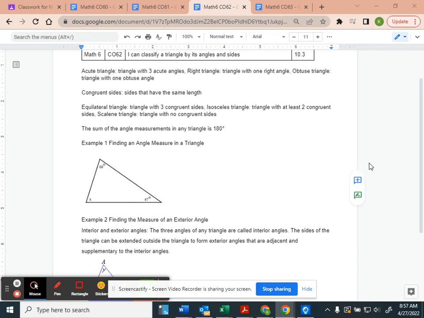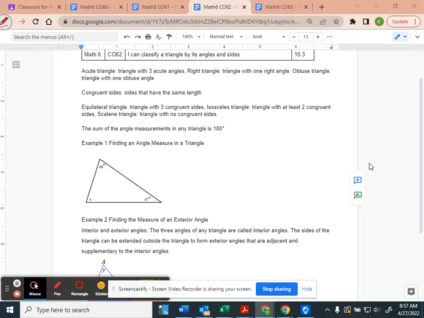Good morning. Today we are continuing with Unit 10, working on those angles, and today we're combining them into triangles. So CO62, I can classify a triangle by its angles and sides. In order to do that, we need to know the names of different triangles. Somebody was asking us about that yesterday. We're finally getting into our triangles now.